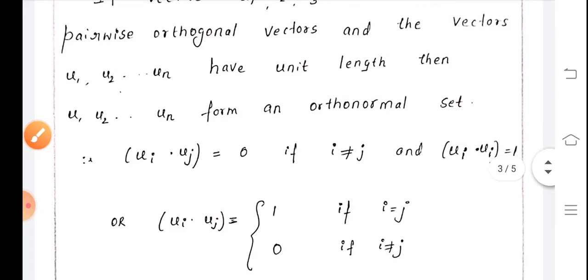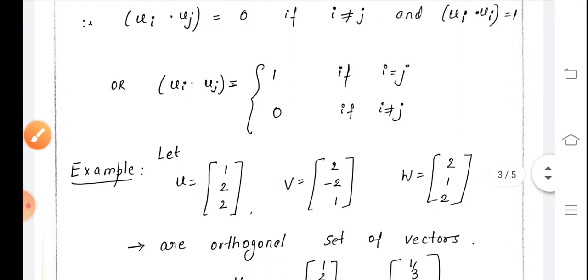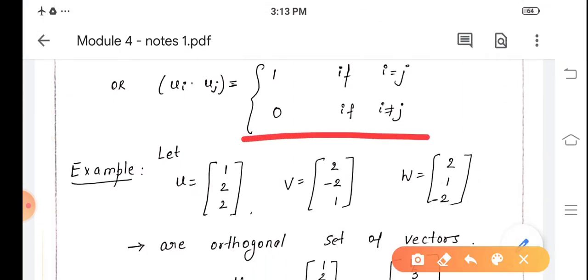Or we write it as inner product ui uj equal to 0 if i is not equal to j, and ui dot ui equal to 1. That gives the norm of ui equal to 1. Or we can write it like this also.